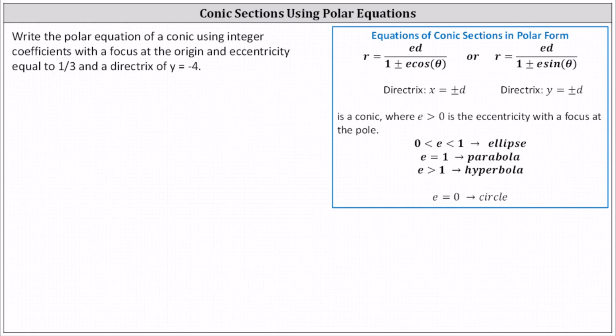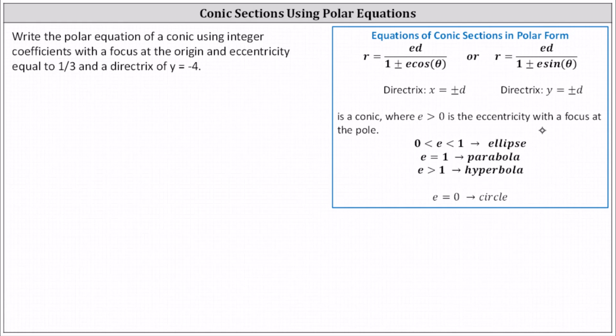Write the polar equation of a conic section using integer coefficients with a focus at the origin or pole and eccentricity equal to 1/3 and a directrix of y equals -4. Whenever we have an ellipse, parabola, or hyperbola with a focus at the pole or origin, then we can write the polar equation of the conic in one of the forms above.